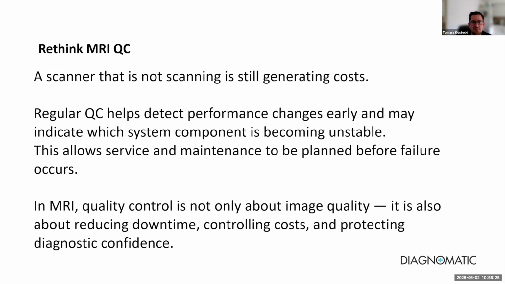Okay, and now for the final thought. Unlike a CT scanner, an MRI scanner cannot simply be switched off while waiting for a crucial part. Even when it's not scanning, it's still generating costs. This is why regular quality control is important. It helps us detect changes early and may show which component is becoming unstable. That means service and maintenance can be planned before failure occurs. So in MRI quality control, it's not only about image quality. It's also about reducing downtime, controlling costs, and protecting diagnostic confidence.